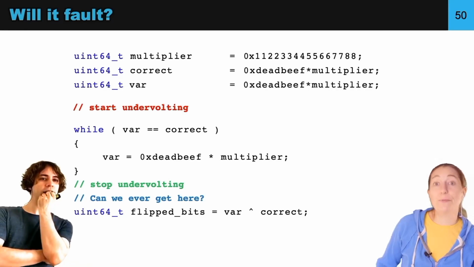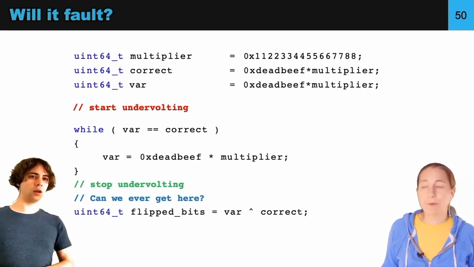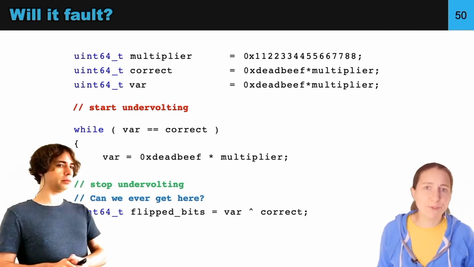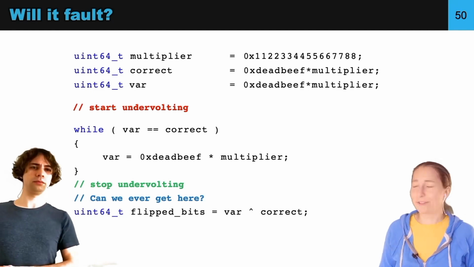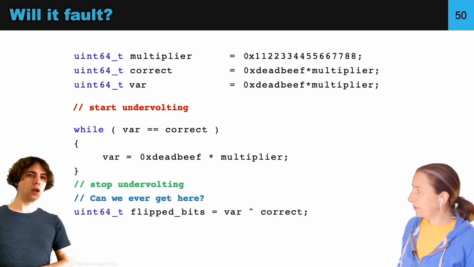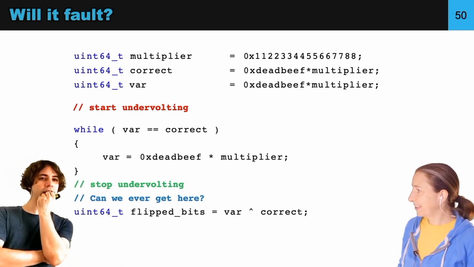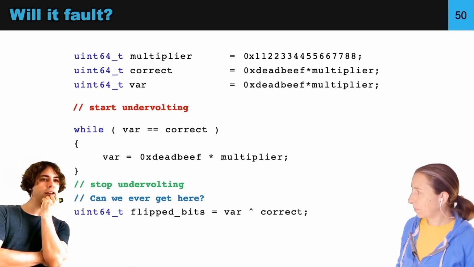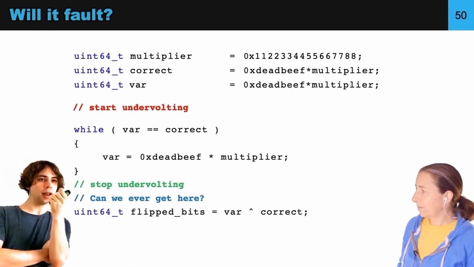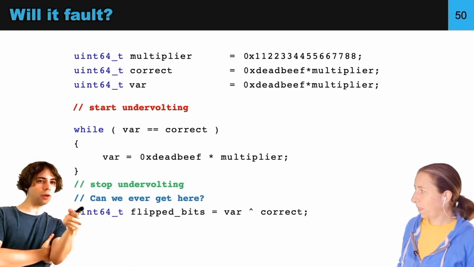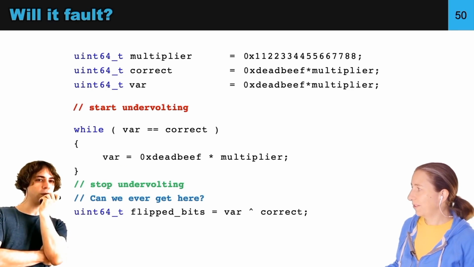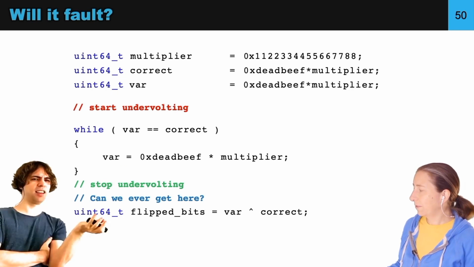Now that we know that we are able to undervolt, what can we do with that? Well, let's write some code to see if we can possibly get this to fault. Can you see what my code is doing? Okay, let me check. This is a while loop, and you initialized var and correct to the same value. And then you also compute all the time the same value again. Yeah. So this will never stop.